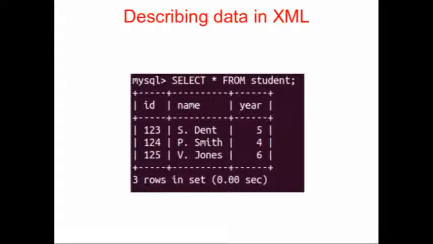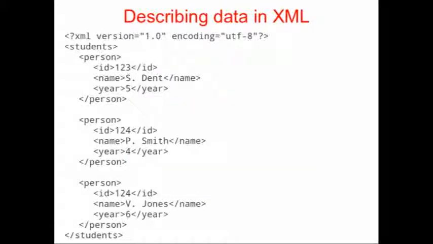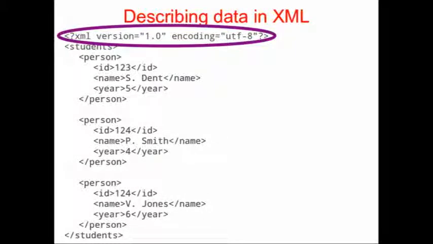So let's take a look at our student data that we've been using as an example in this class and see how we would describe that in XML. As a reminder, we have a very simple table with 3 students, each of which has an ID, a name, and a year. To make a well-formed XML, we would start with our XML definition and say that we're going to use XML version 1.0 and a UTF-8 encoding. We then have our root tags.